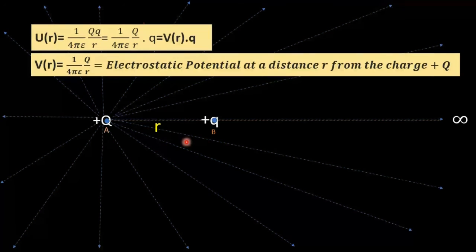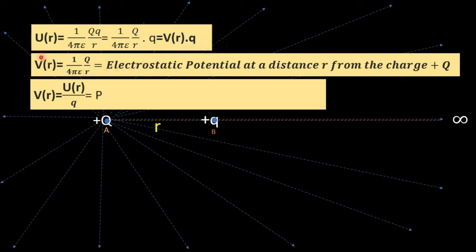Here we have to understand a very important point. This potential energy is associated with the charge, but potential, electrostatic potential, is associated with the position. That means potential energy is charge specific and potential is position specific.